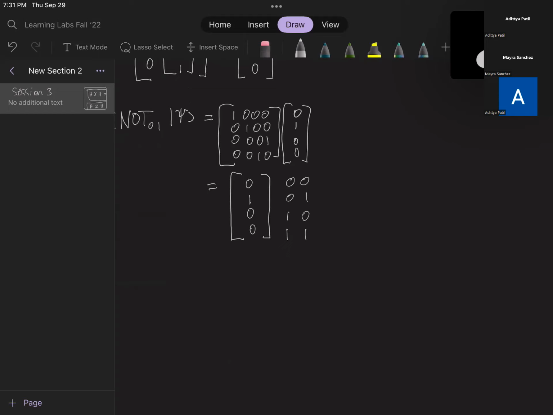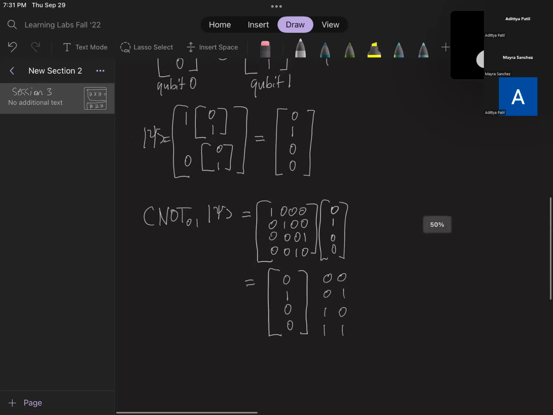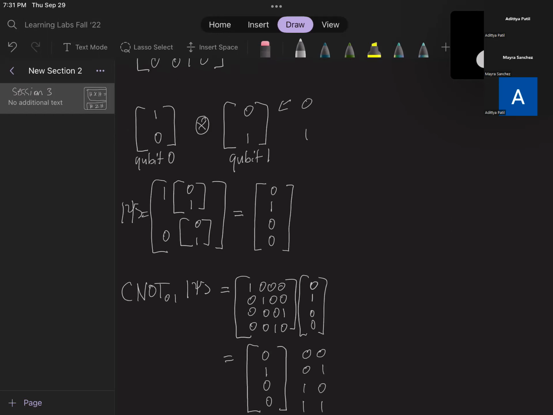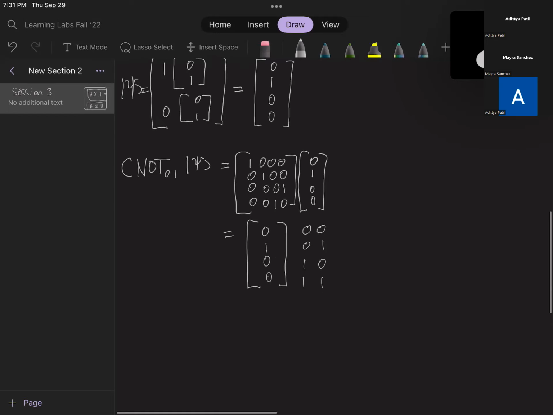If we have a state vector like this, what this means is that out of all the 4 possible permutations of these numbers, if there's a 1 at the top, that means you are in the 0, 0 state. If there's a 1 in the second place, you are in the 0, 1 state, right? Which we see up here, where qubit 0 is 0, qubit 1 is 1. And then the bottom 2 are 1, 0, then 1, 1. Why does this matter?